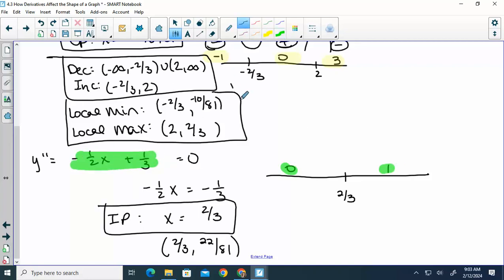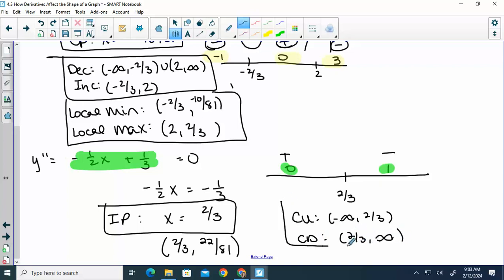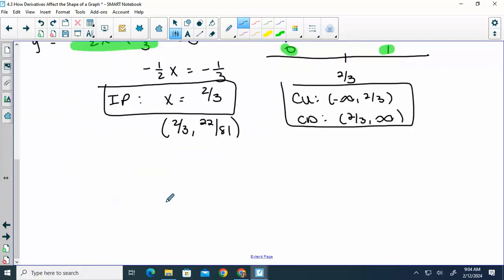So if I put in a 0, I get a 1/3, so that's positive. If I put in a 1, I would get a negative. So this means our graph is concave up from negative infinity to 2/3, and concave down from 2/3 to infinity. And then we get to draw a graph.